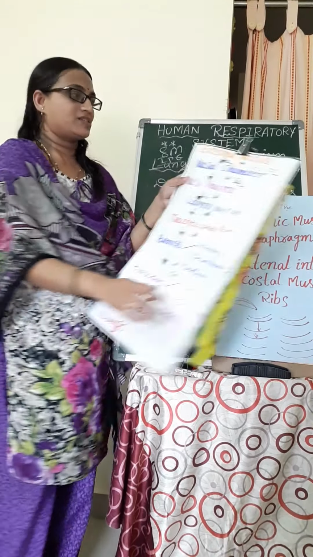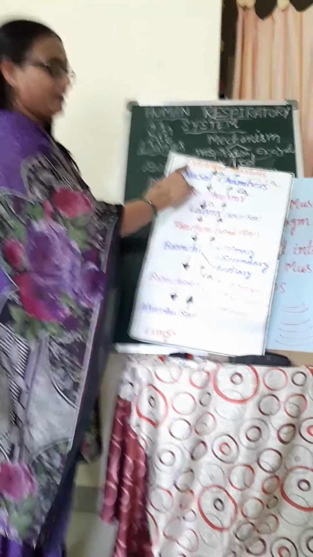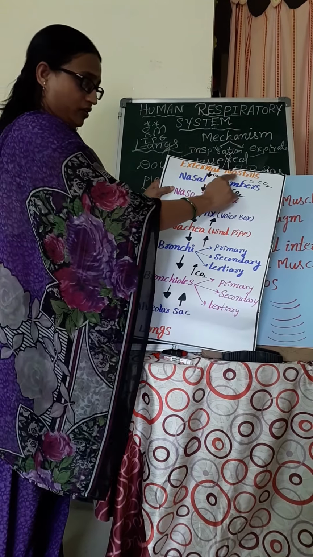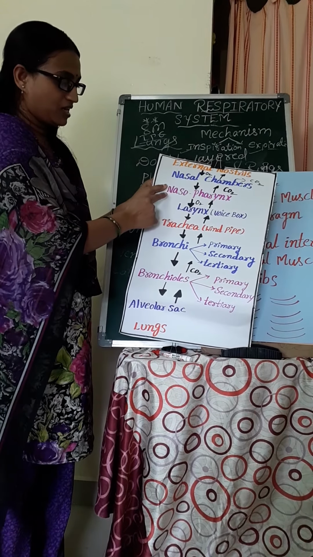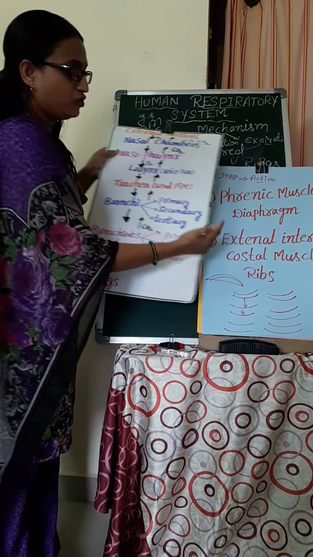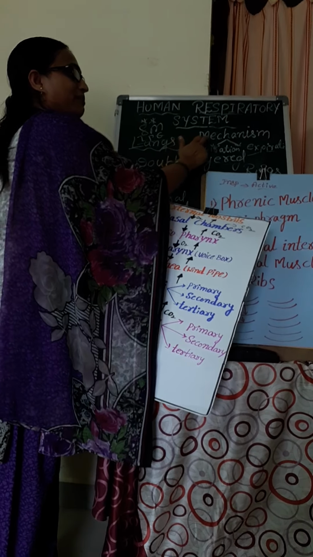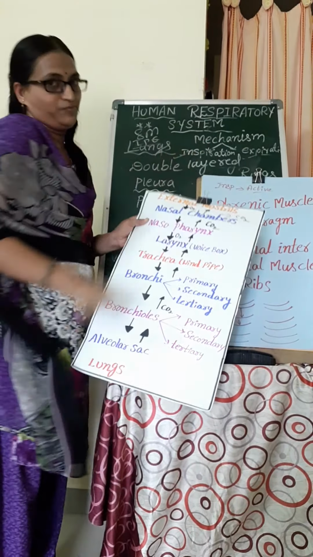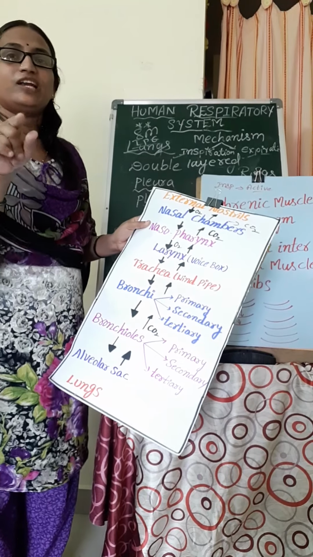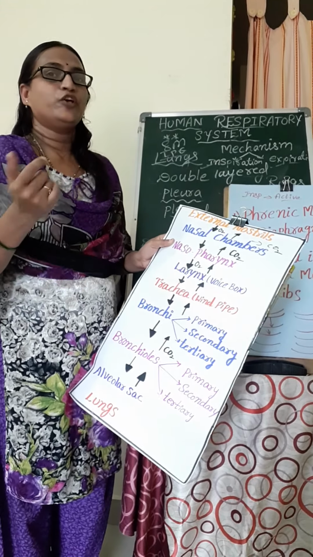The first heading should be the definition of respiration, and then the headings: external nostrils, nasal chambers, nasopharynx, larynx. We have to describe the same parts, draw the lungs diagram, and conclude by writing the mechanism, inspiration and expiration. This completes your 8 marks question: describe the respiratory system in human beings.